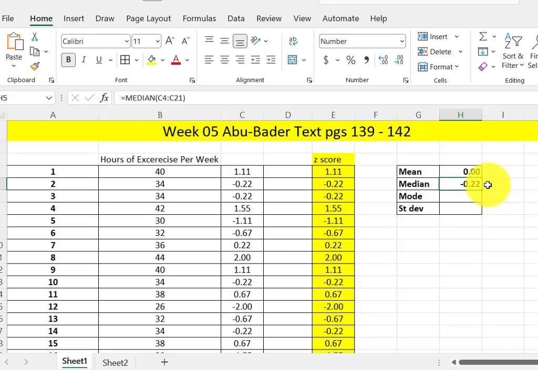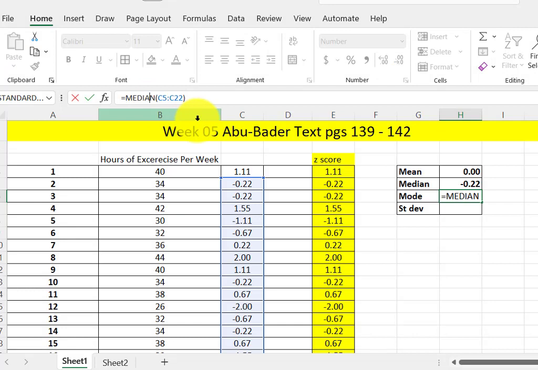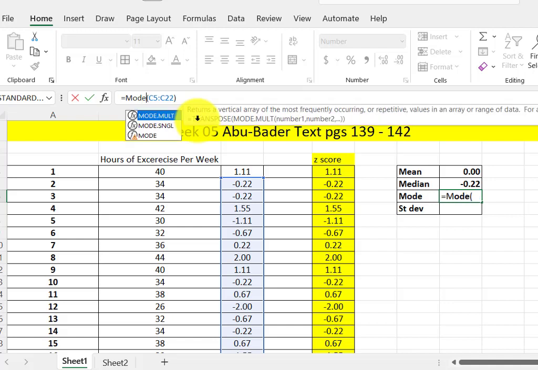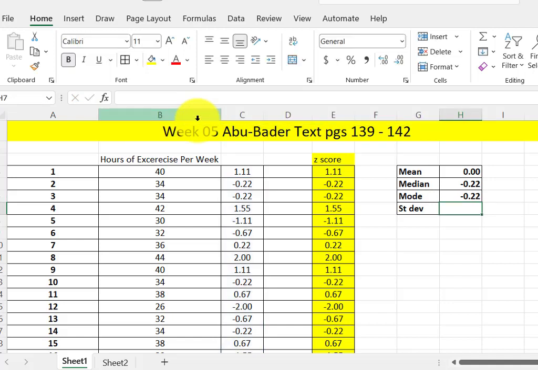Show you another shortcut. If I copy that cell, Control C, paste it in there, it's still the median. You see that? But now I'm just going to go up here, put my little typer up there, and type in mode. Mode. And you'll notice the C5 through C22 is still the same. Boom. So there's the mode and the median. Oh, look at that. They're the same number, which they're very, very close to the mean, which is 0. That's another good indication that the data set is normal. The mean equals the median equals the mode, or is relatively close.